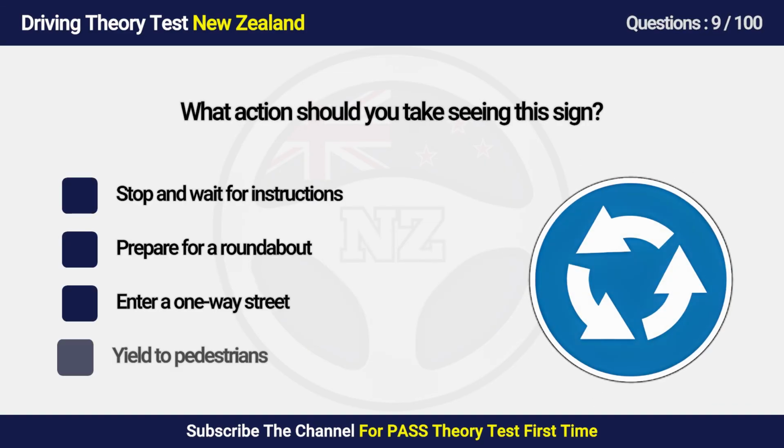Question 9. What action should you take seeing this sign? A. Stop and wait for instructions. B. Prepare for a roundabout. C. Enter a one-way street. D. Yield to pedestrians.